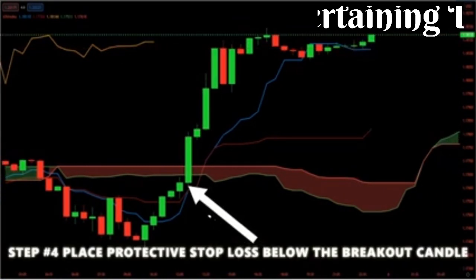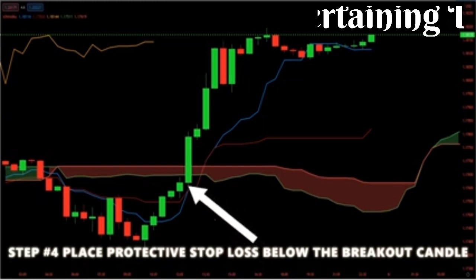Step number 4, place the protective stop loss below the breakout candle. The ideal location to hide our protective stop loss is below the low of the breakout candle. This trading technique accomplishes two major things. First, it significantly lowers the risk of losing big money. Second, it helps us trade with the market order flow.